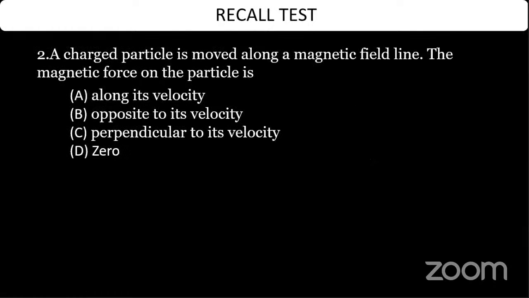Okay, let's go to the next question. A charged particle is moving along a magnetic field line. The magnetic force on the particle is... Now this is again a good question. I hope everyone does not fall for the trick.